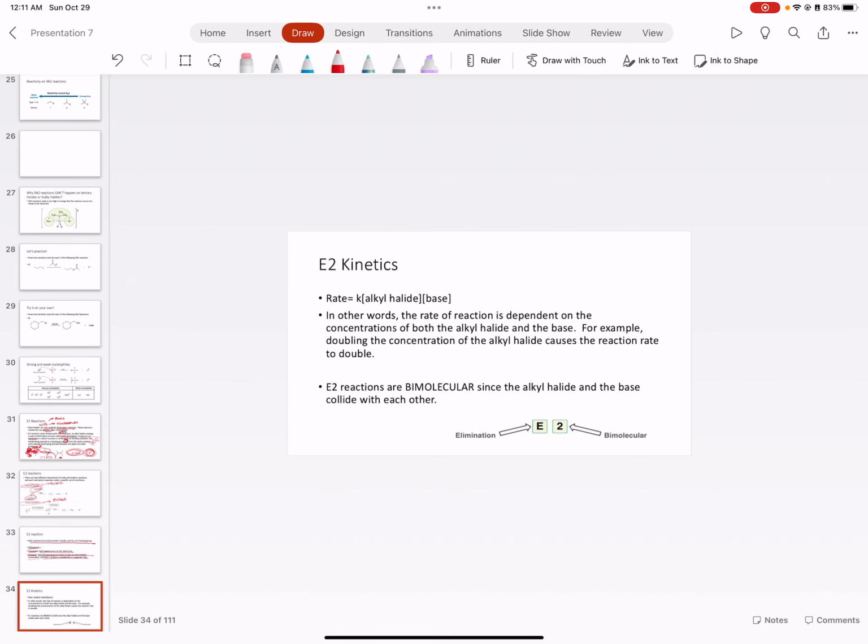So E2 kinetics. It will be the same rate as an SN2 reaction, just that in this case, instead of a nucleophile, we have a base. So the rate equals k times the alkyl halide times the base. In other words, the rate of reaction depends on the concentrations of the alkyl halide and the base. For example, doubling the concentration of the alkyl halide causes the reaction rate to double. E2 reactions are bimolecular since the alkyl halide and the base collide with each other.